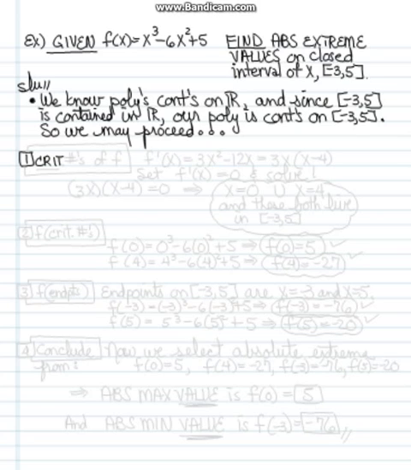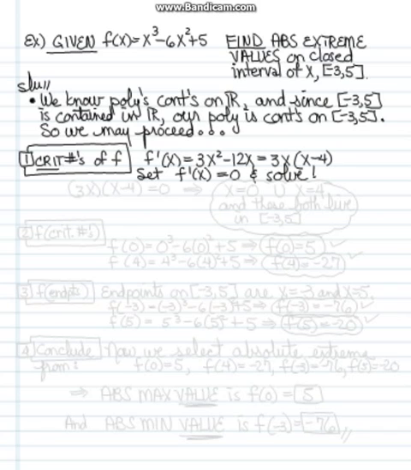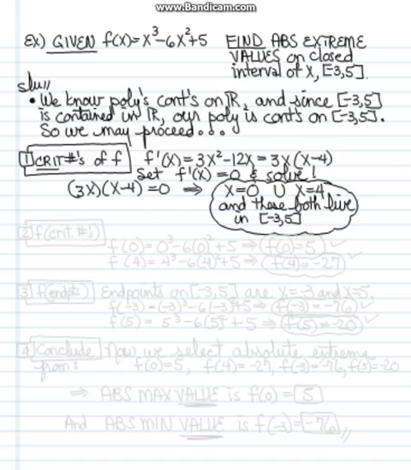Okay, step 1 is where we find the critical numbers of the function f. And you recall how we do that? We take the derivative, we factor it, 3x times x minus 4, then we set it equal to 0, f prime of x equal to 0, and we solve for x. That gives us 3x times x minus 4 equals 0, which gives us x equals 0 or x equals 4. And these both live in the closed interval from -3 to 5. So those are the critical numbers of f.